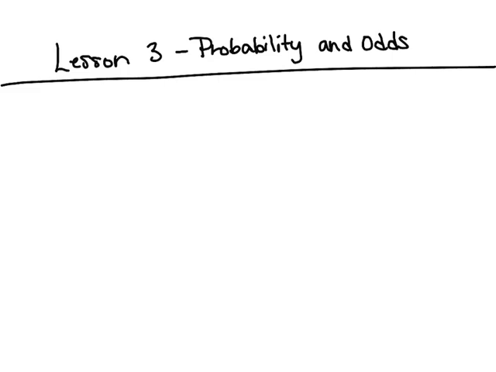Lesson 3, probability and odds. So you can interchange between probability and odds. You just have to make sure that you remember what your total number is, the total amount.